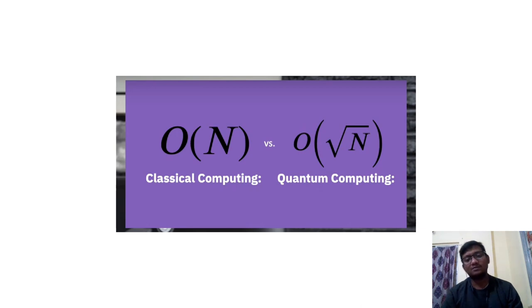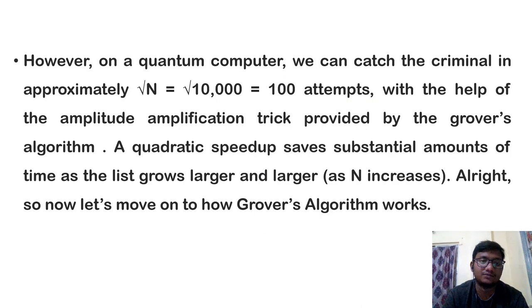But in quantum computing, we can find that in root over 4, that is in only 2 attempts. If classical computing takes 4 attempts, we take only 2 attempts. If classical computing takes 100 attempts, in quantum computing you can find it using only 10 attempts. So this is very much less costly than classical computing.